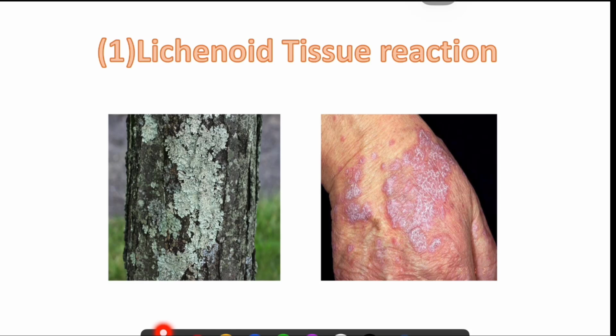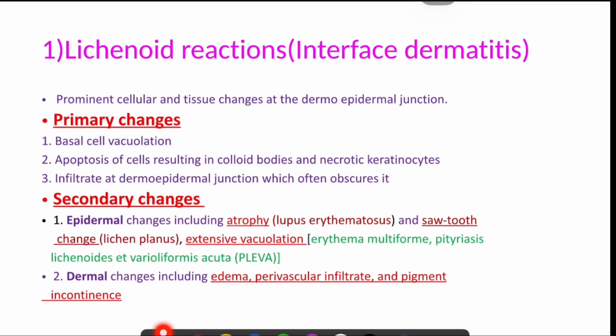Now, let us see one by one all 6 patterns of Weedon. First is lichenoid tissue reaction. Lichenoid means it is leaf like, or algae like skin lesions, here we can see on the hand, and this is also called interface dermatitis. So, interface dermatitis is a prominent cellular and tissue change at the dermo-epidermal junction.